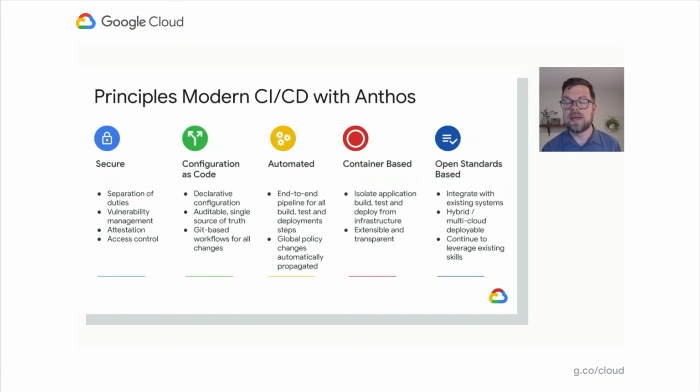Now, we talked a little bit about imperative versus declarative infrastructure. We want to manage all of our configuration, from application configuration down to infrastructure configuration, as code. That allows us to have a single auditable source of truth for all of our applications, and also gives us a clean Git-based interface in which we can manage all those configurations.